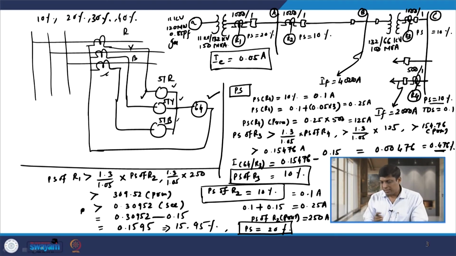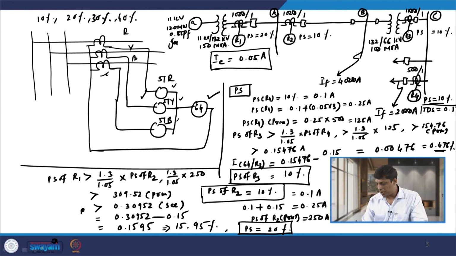So, for all the 3 ground relays R1, R2 and R3, we have decided the plug settings. Now, what is remaining is the time dial setting of relays R3, R2 and R1. The time dial setting of relay R4 is already given, that is the 0.1 value. So, now let us select the time dial setting of relays R3, R2 and R1 based on the TDS value of relay R4, which is already given. This calculation we will consider in the next class.